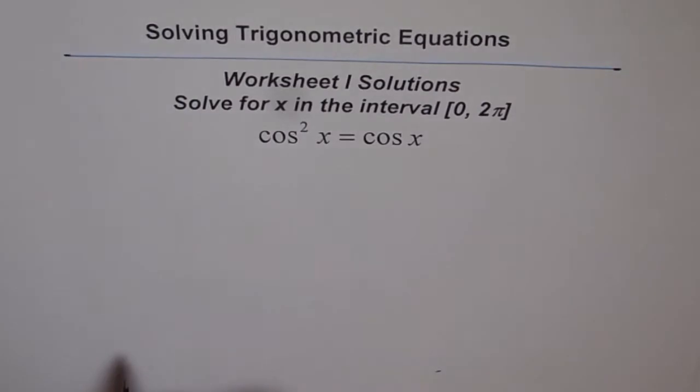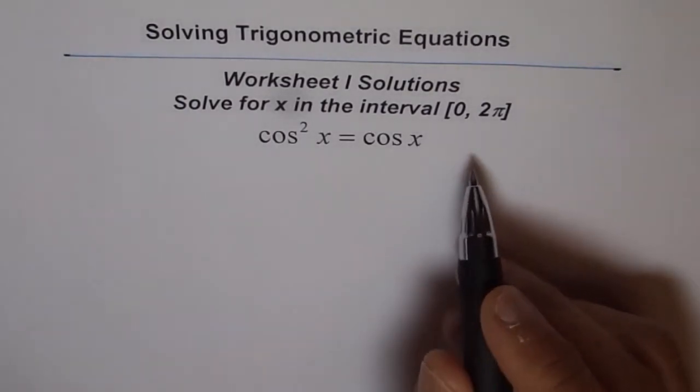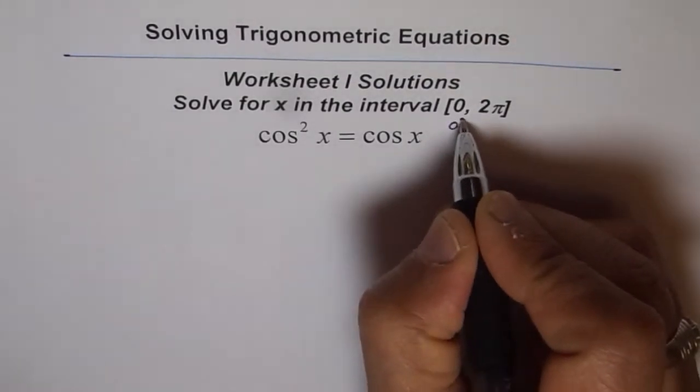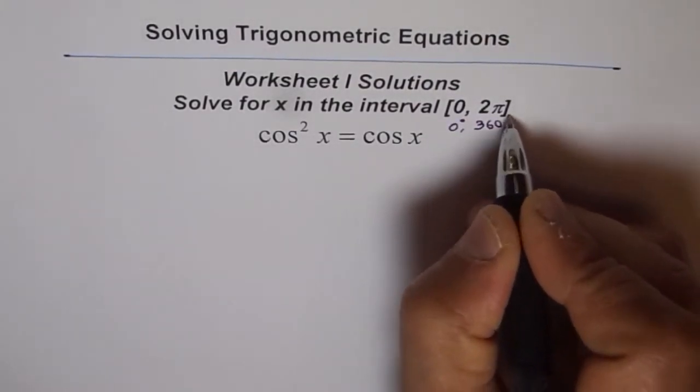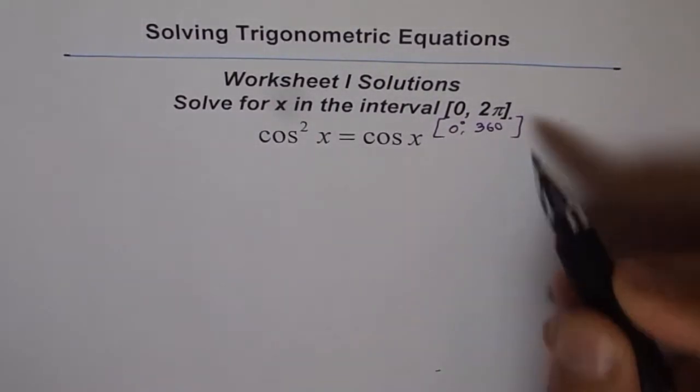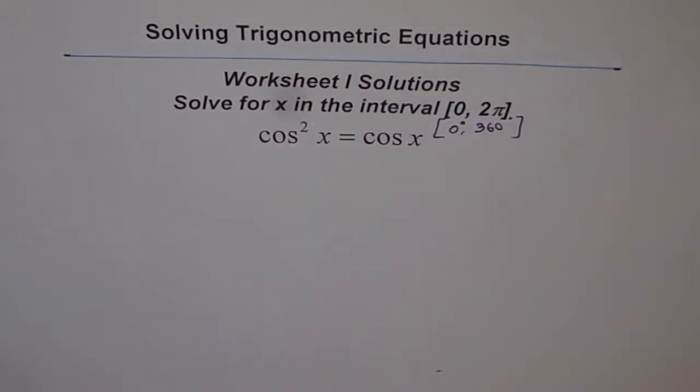Those of you who are not using radians can write their answers in degrees. That means from 0 degrees to 360 degrees, okay? So that's a note to remember. I should have mentioned both in the very beginning. Anyway, you have to give all possible solutions from 0 degrees to 360 degrees.